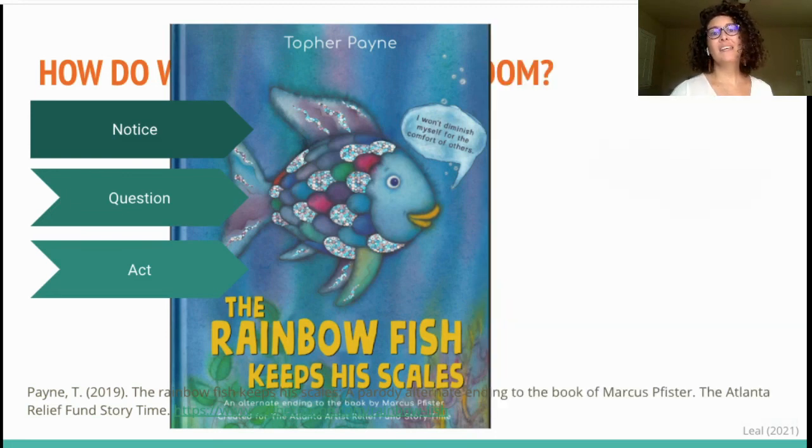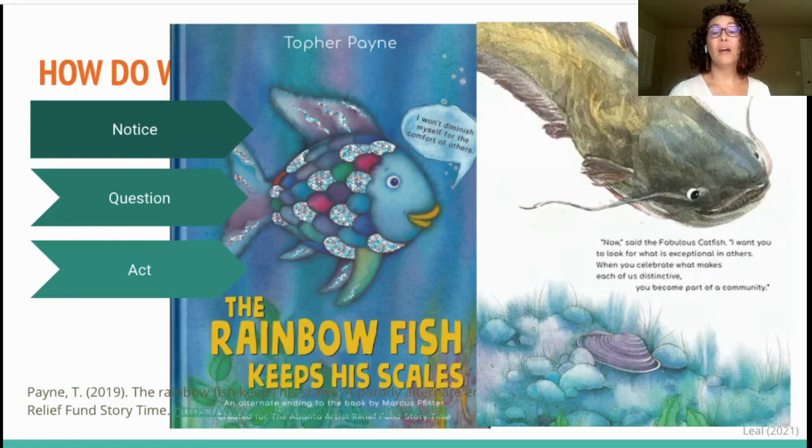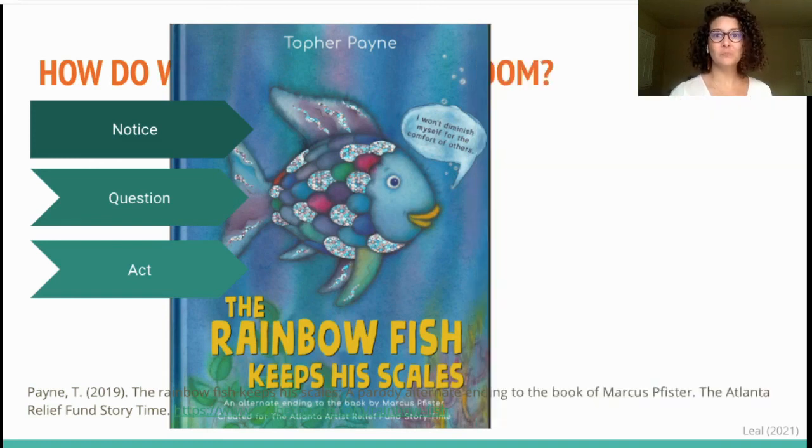Next, the catfish's advice, instead of being rude, is to help find what is unique in each creature. And he says, when you celebrate what makes each of us distinctive, you become part of a community. So all of a sudden, we're reframing the idea of giving up who you are to please others into noticing what makes each one distinctive. And the fish goes on to meet crabs and lobsters and all different sea creatures, and he practices how to notice what's unique in each creature.